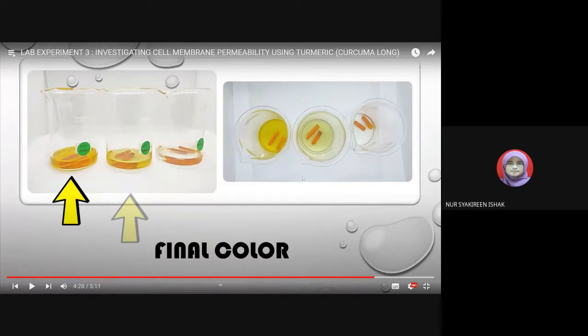Okay, so as for the turmeric that you immerse in distilled water, as you can see, there is no change in color because water is not the solvent for plasma membrane, so it will not give effect to the membrane integrity. Kan? So tak ada kesan bila awak letak turmeric dalam air, sebab air bukanlah solvent pada plasma membrane. So plasma membrane of the cell will remain intact and no pigment will be released into the solution. Alright, boleh faham?